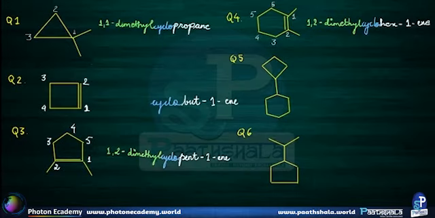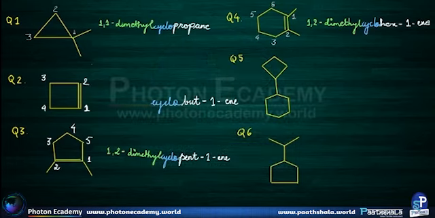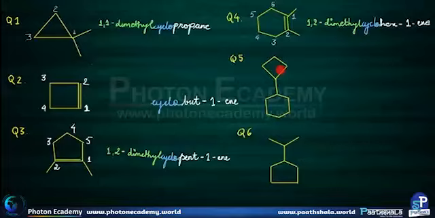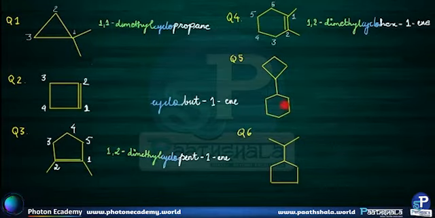Question number 5 is a different question than all other examples that we've solved till now. In this question, there are 2 rings present, so we cannot select both the rings in our main chain. The rule that works here is that we choose the ring that has more carbon atoms as our main chain, and the other ring is treated as a substituent. In this example, this ring has 6 carbon atoms and this one has 4 carbon atoms. So, we will choose this ring as the correct main ring.